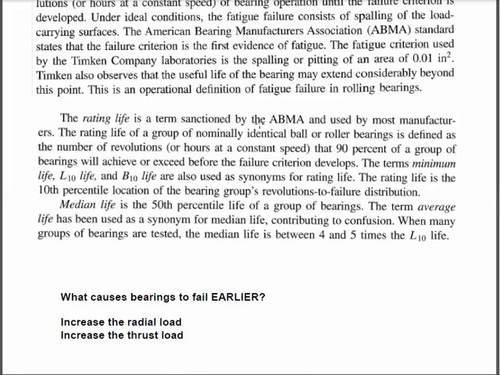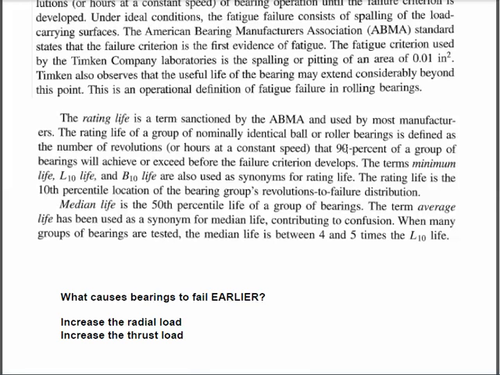The other thing is, bearing life is not a fixed number. Bearing life is a statistical thing. Just because this one bearing lasted a certain amount of time under a given load doesn't mean others made out of the same batch will last that exact same time. There's a statistical distribution. So one of the things we talk about for ball or roller bearings is the number of revolutions or hours that 90% of a certain group of bearings will achieve before they start to exhibit failure.